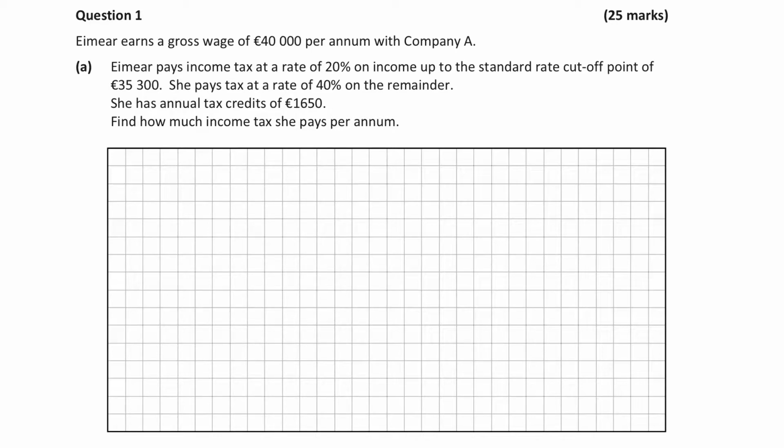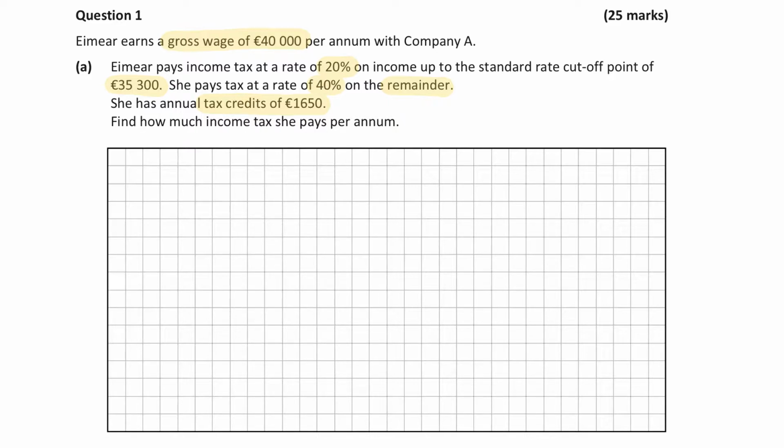Okay, so we'll just highlight key information there first of all. So we have her gross wage, which is her wage before tax. We have the fact that she'll be paying 20% on the first 35,300 and she'll be paying 40% on the remainder. And she also has a tax credit of 1,650. So first thing that we need to look at is what we're actually doing. We're going to get 20% of 35,300 and then we're going to get 40% of the remainder. So in order to work out what that remainder is, we need to work that out first, okay?